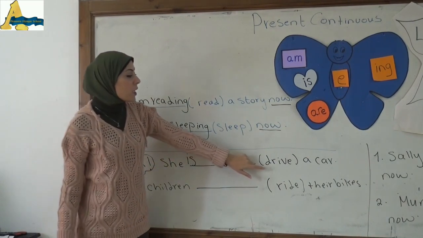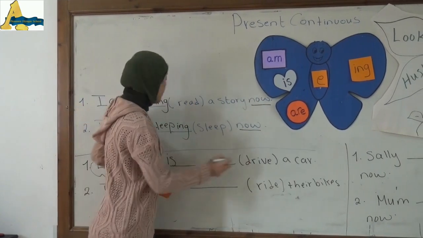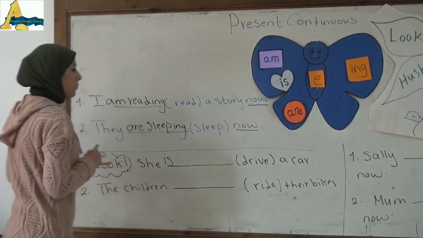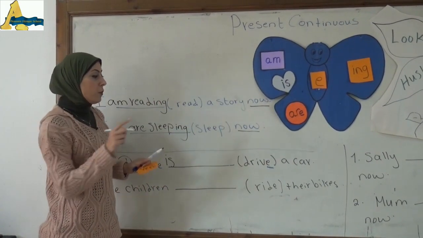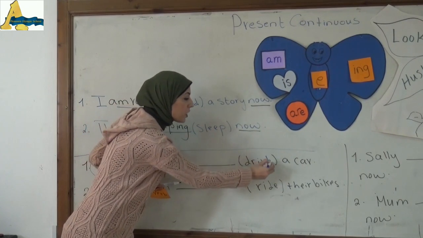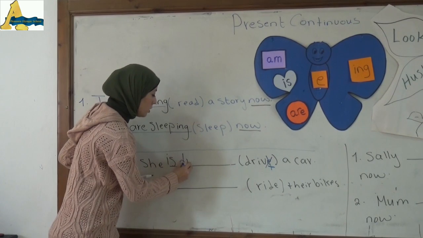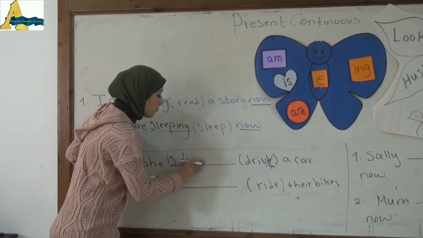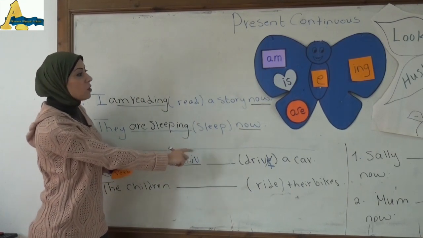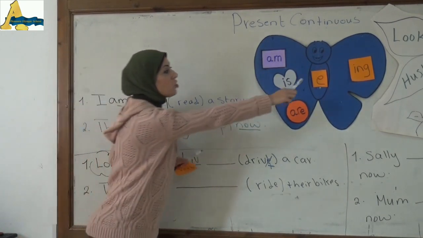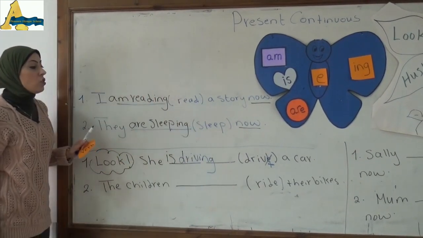Here I have to go back to our butterfly because the verb here is ending with e. So I'll say again, if the verb ends with e, we cross the e and we add ing. So I'm going to write the verb without the e. Look, Junior, without the e. And where's our second wing? It's the ing. So I'm going to add the ing.